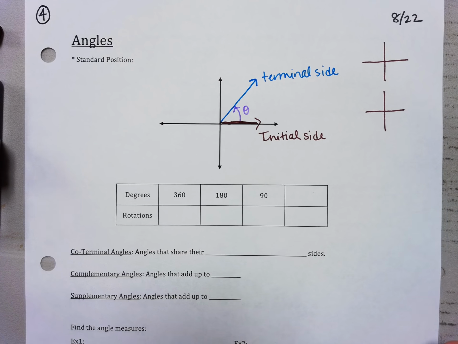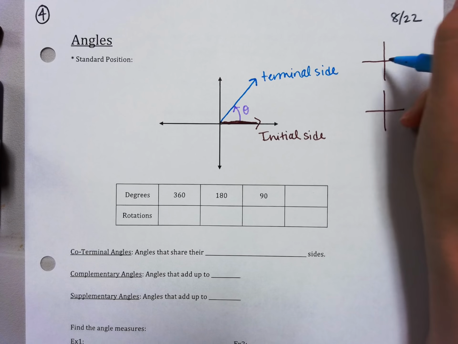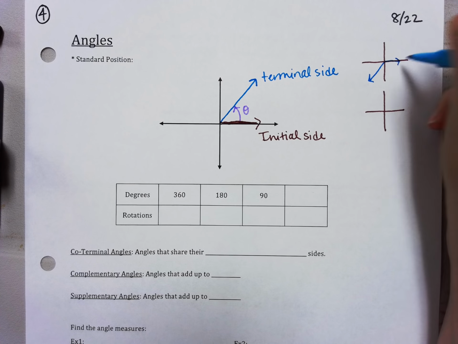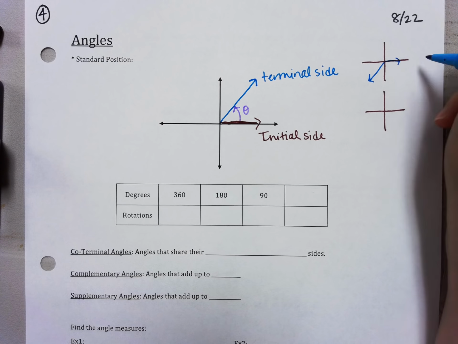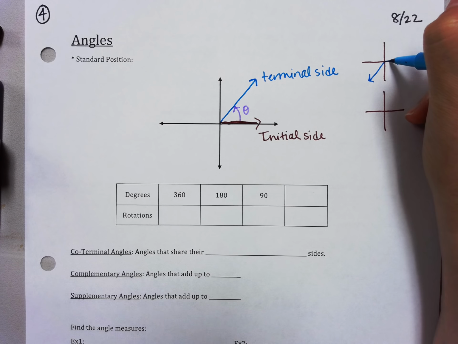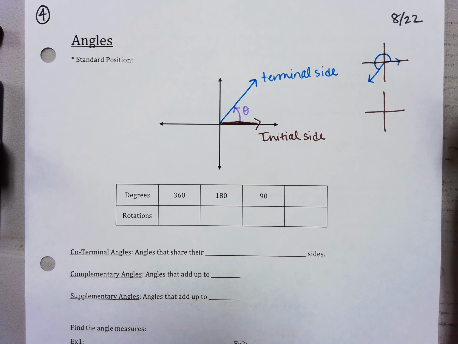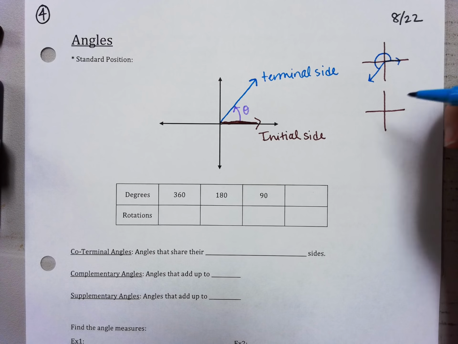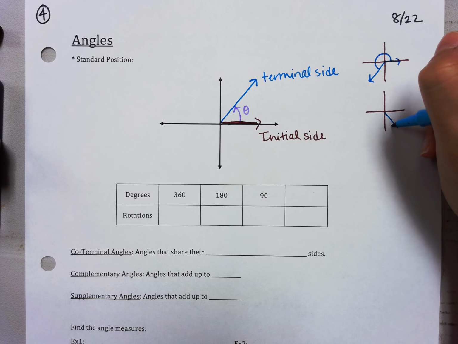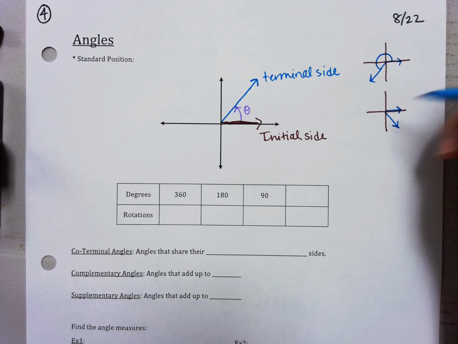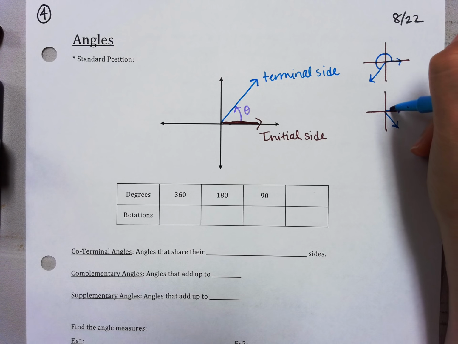So let's say that my terminal side ended up in quadrant 3. My initial side is still my x-axis in the positive direction, so my angle that's forming is something that looks like that. Let's say that my terminal side ended up in quadrant 4. So that would be my initial side. If my terminal side ends in quadrant 4, I'd go all the way around till I hit that.